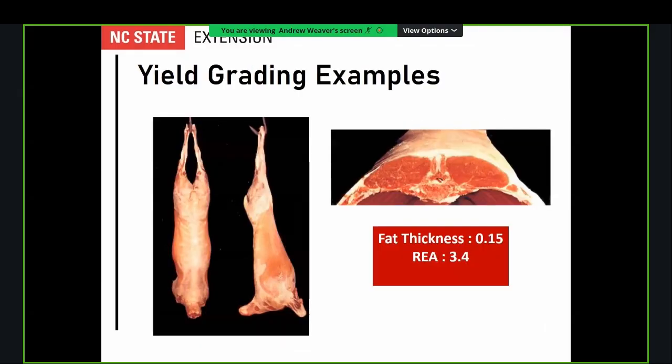Some other examples here: this would be a lamb that has a fat thickness of 0.15, a relatively trim lamb, not a lot of external fat. Ribeye area is 3.4, but remember, that muscling metric does not play into the yield grade equation in sheep. And so here the yield grade would be 1.9. So a relatively trim, high cutability type carcass here.